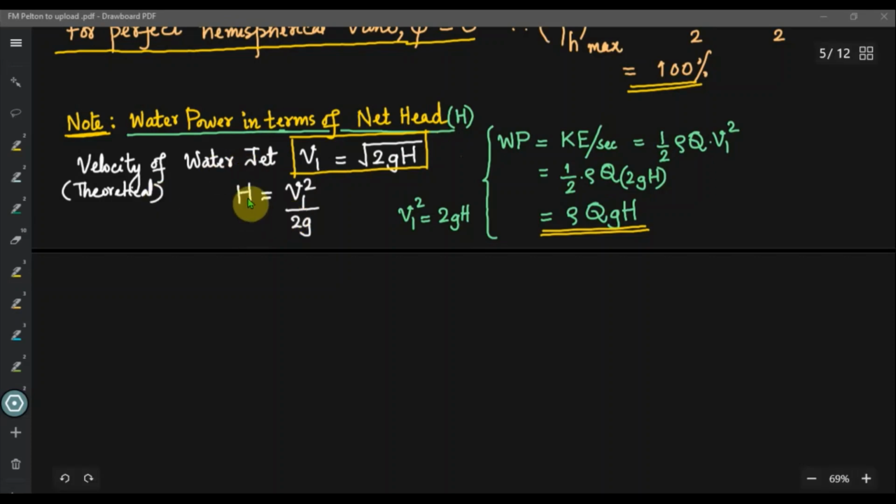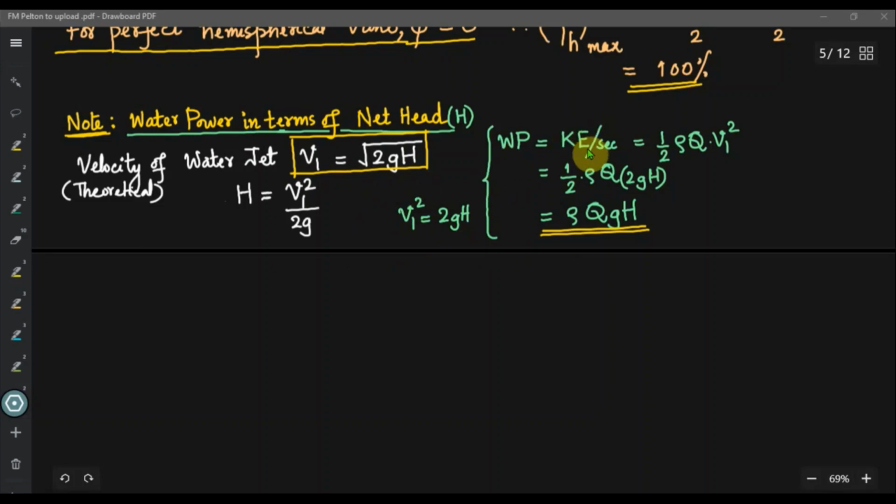So when you use that, H is equal to V1 square by 2g in the nozzle. So V1, the absolute velocity of the jet, then will be given by V1 is equal to root of 2gH. That is, V1 square is 2gH.